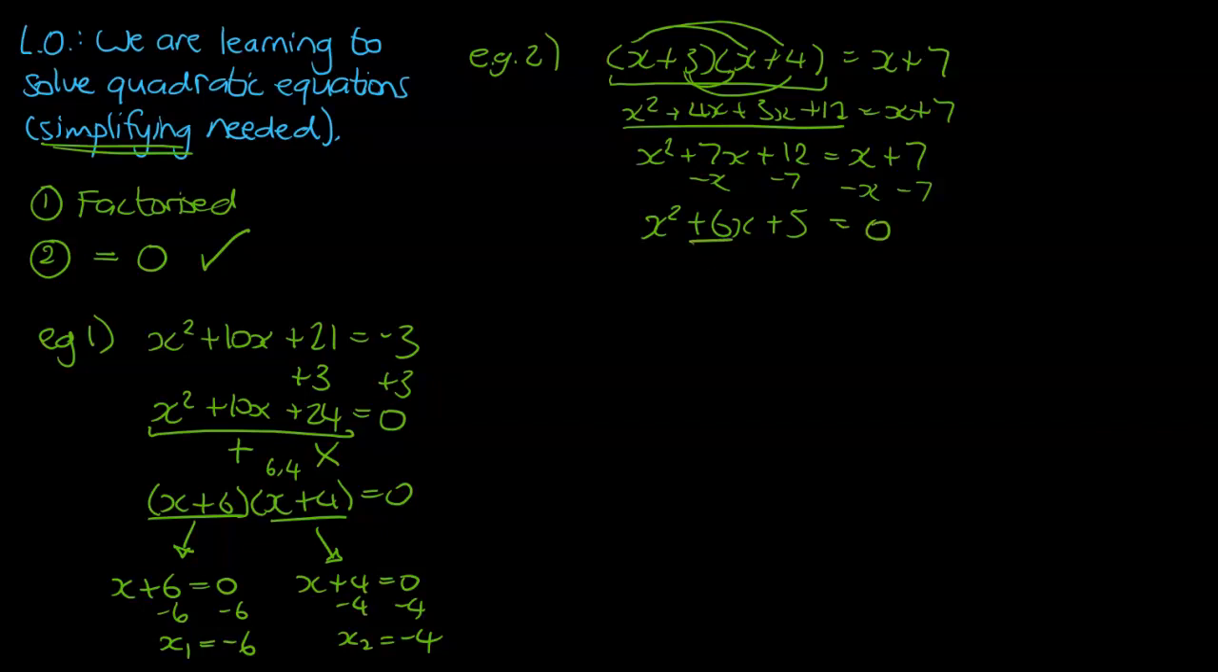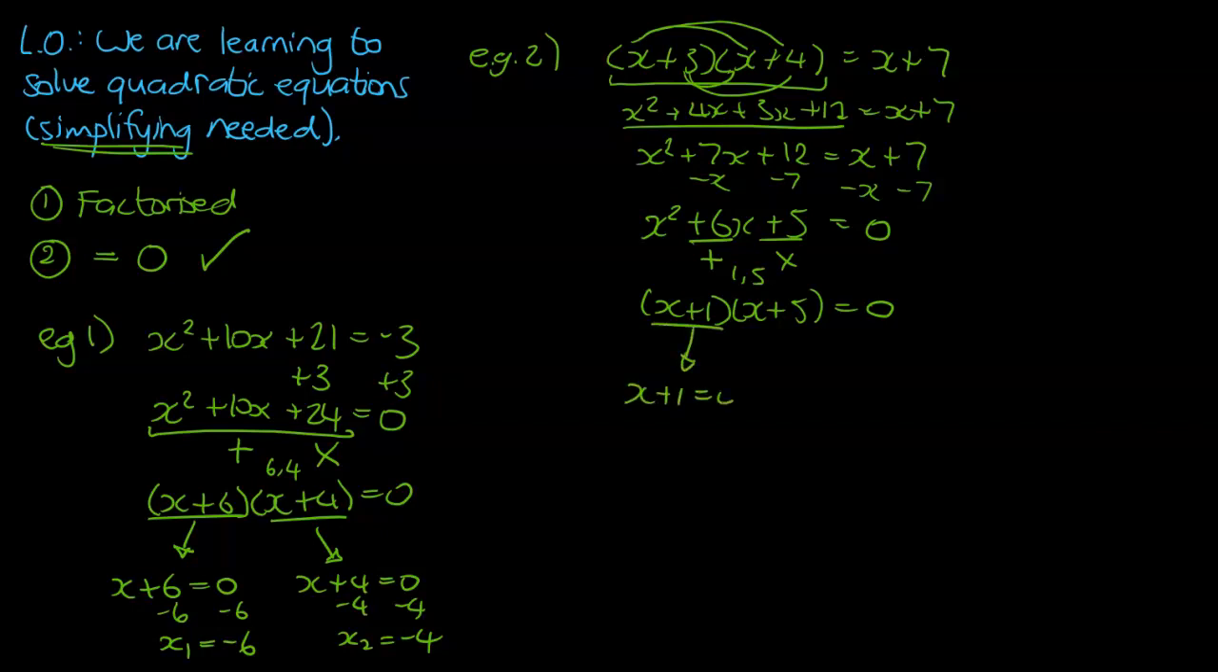We now need to think what number adds to 6 and multiplies to 5. Hopefully you're thinking 1 and 5. That's going to give us x plus 1, x plus 5. They multiply together to get 0. We then split off into our two equations.